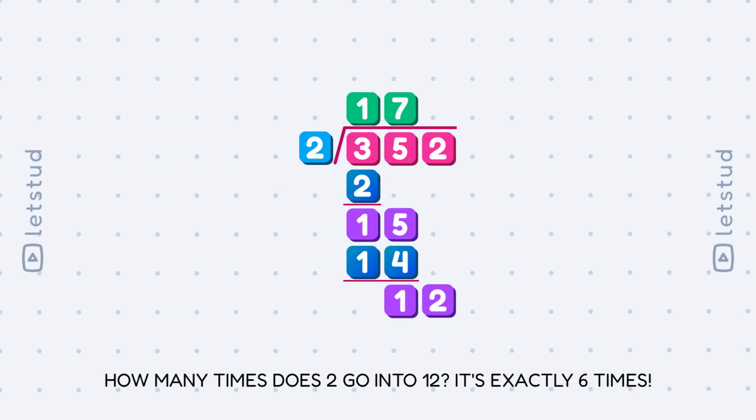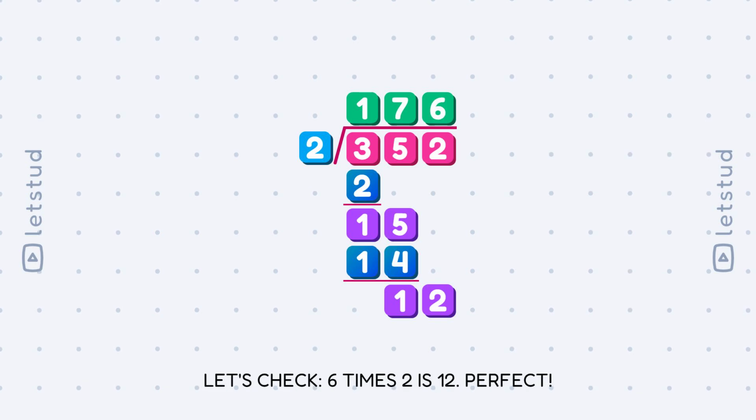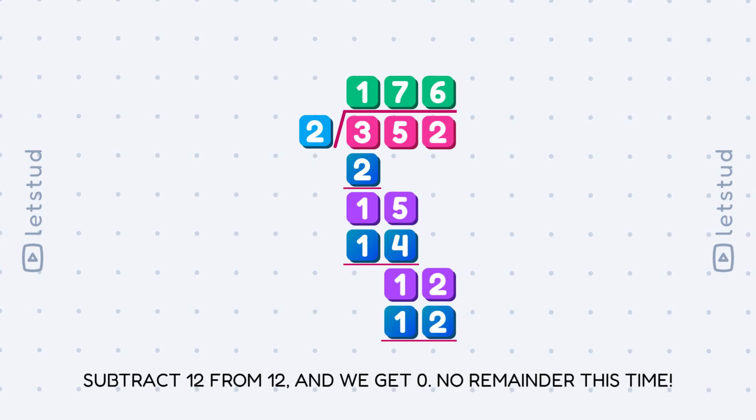How many times does 2 go into 12? It's exactly 6 times. Let's check. 6 times 2 is 12, perfect. Subtract 12 from 12 and we get 0, no remainder this time.